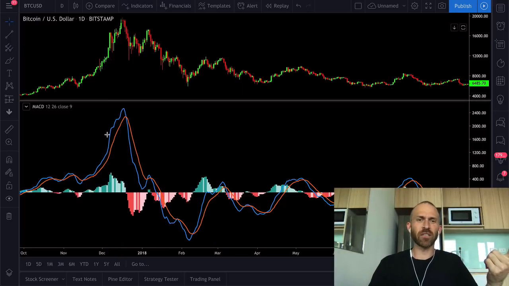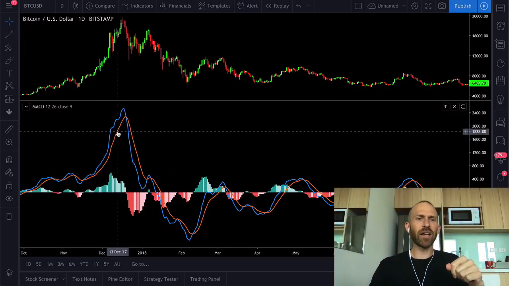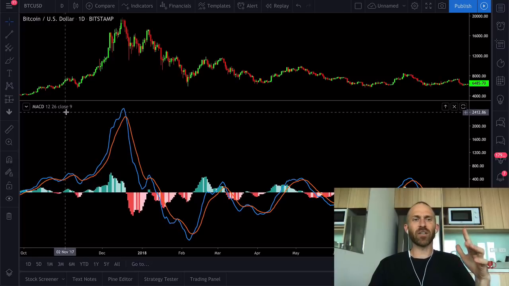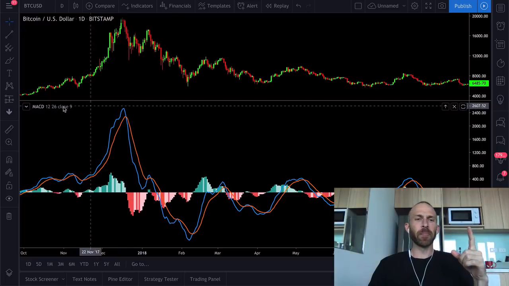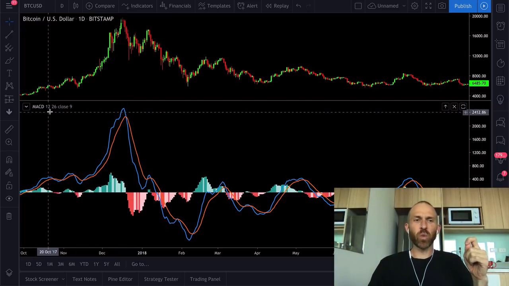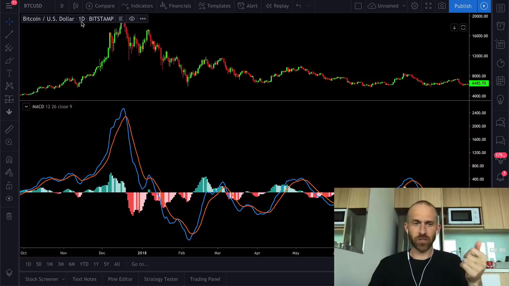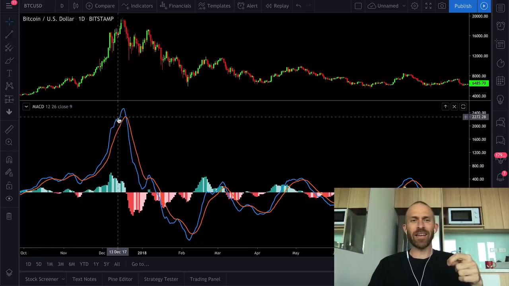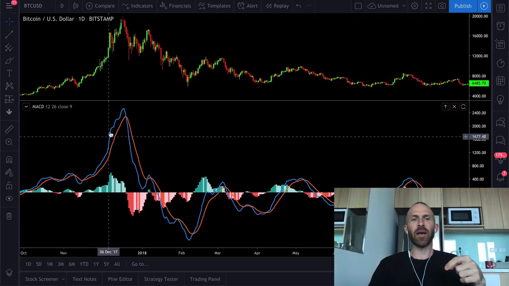I'm not going to select it because I already have it here. But if you take a look at it, we have a blue line and an orange line. These are the default settings, 12, 26, close 9. That tells me that the MACD line, which is this blue line, is the difference between the 12-day and the 26-day moving averages, or whichever period you're using. This is the daily chart. So the difference between the 12 period and the 26 period moving averages on the close. And then this orange line, the signal line, that's a 9-day smoothing of the MACD line.